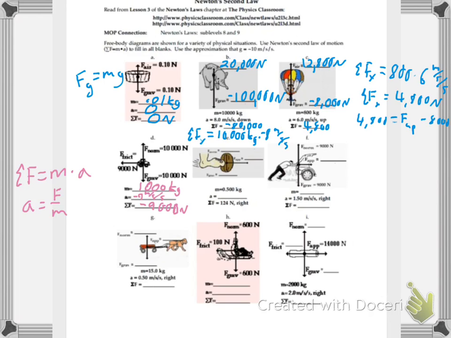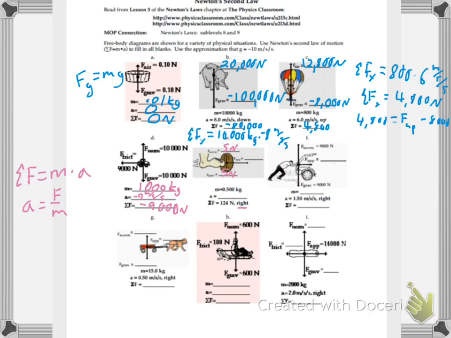Letter E. We have a football that has a mass of 0.5 kilograms. So to find the force due to gravity, we would take 0.5 kilograms, multiply it by 10 newtons per kilogram, to then find that our force due to gravity is 5 newtons. And because this object is accelerating to the right, as is denoted in the question, that means that the normal force must also be 5 newtons.